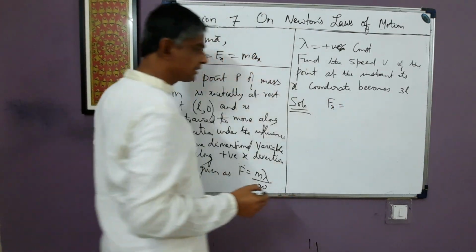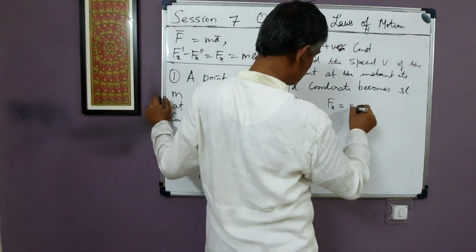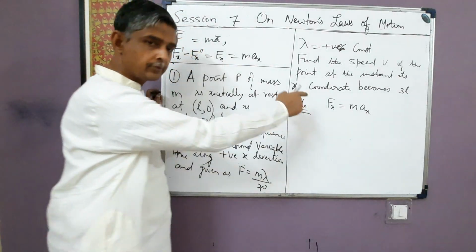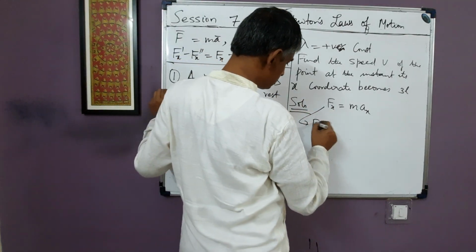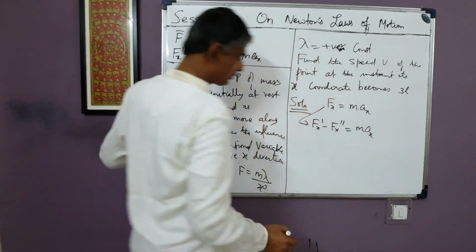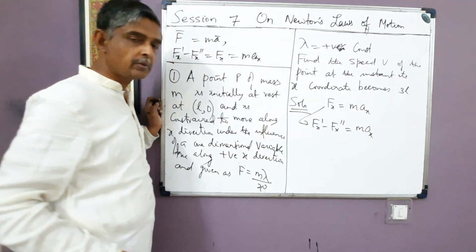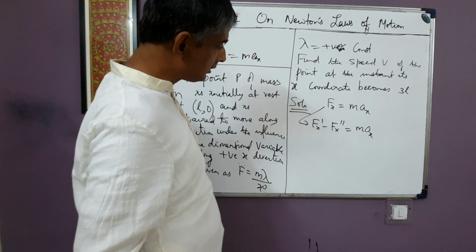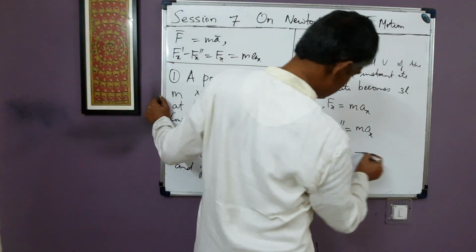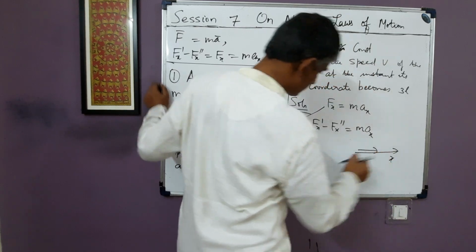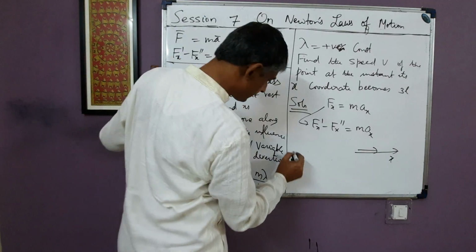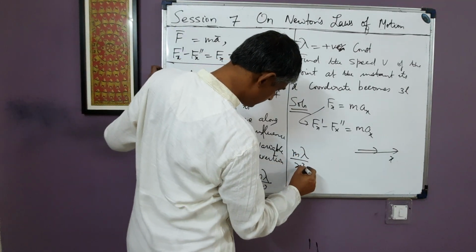Fx be the net force on the particle along x direction, that is equal to mass times acceleration along x direction. So this Fx is the x component of net force on the particle, and that is Fx dash minus Fx double dash, equals m ax. Okay. Now what is Fx dash? The sum of x components of those real forces on the particle which make an acute angle with positive x axis. In this problem, only one force acts on the particle along positive x direction. So that itself is Fx dash. I write it m lambda by x cube.